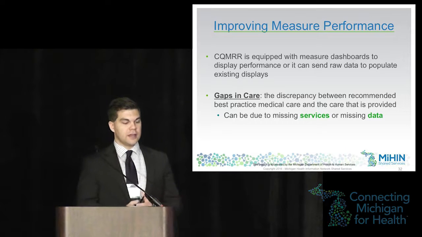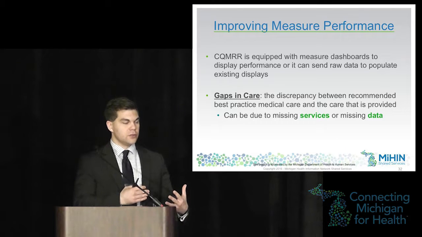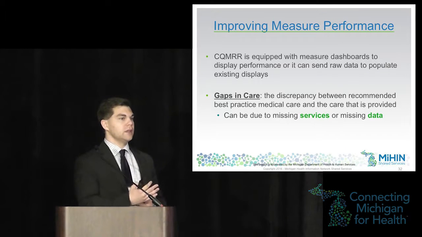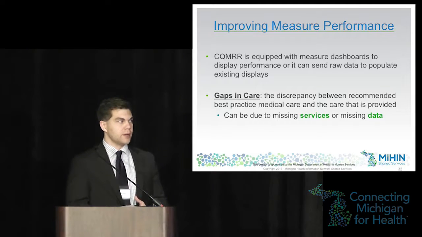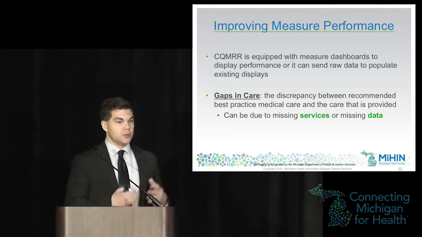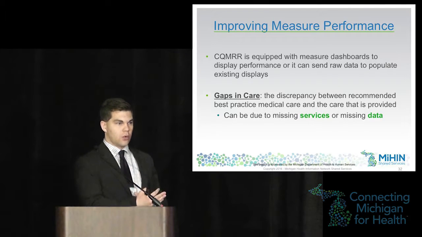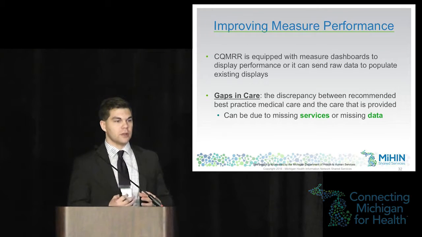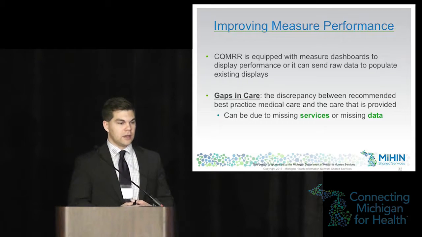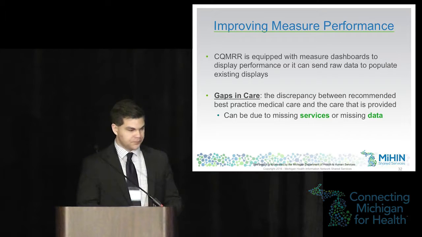I also wanted to introduce this term of gaps in care. So, this is officially defined as the discrepancy between the recommended best practice care and the care that is provided. So this can be due to missing services. Did you truly miss the service you were supposed to provide to get in the numerator of a particular measure, or is it just missing data? Did you actually perform the service and it just didn't get recorded in the EHR properly and we can't find it in the electronic world? And that's what we really want to try to minimize, because that is the shame when a provider gets dinged on a quality measure for something that he actually did.